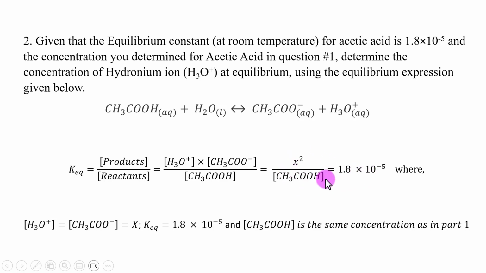Then solve for X squared, right? You take this number multiplied by your acid, and then you take the square root of that to figure out X, which is going to be the concentration of H3O+.